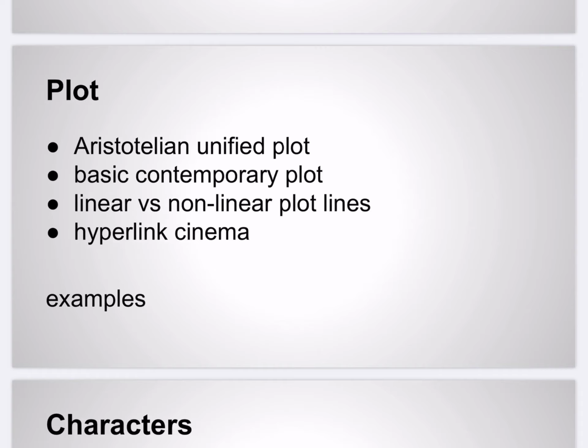Aristotelian. You also have a basic contemporary plot structure, and that's what you probably learned in high school. It looks more like a heart rate monitor where it goes up and down with rising action, and you have a climax and then a denouement and all this stuff. And then some plot lines are linear, go from point A to point Z. They go from the beginning through the middle to the end. And then some are nonlinear, and today we're kind of living in a golden era of nonlinear plot lines.